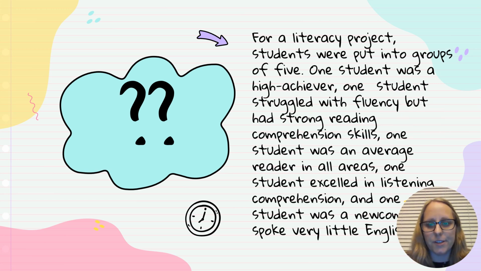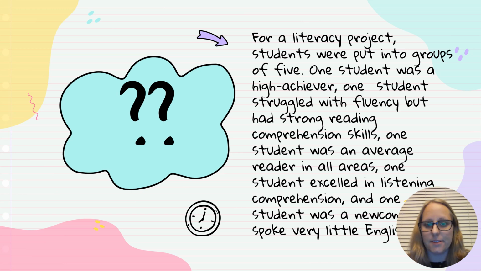For literacy projects, students were put in 2 groups of 5. One student was a high achiever, one struggled with fluency but had strong reading comprehension skills, one was an average reader in all areas, one excelled in listening comprehension, and one student was a newcomer who spoke very little English. I think that should be obvious. It's a mix. There's a whole mix of strengths and areas of needed improvement.